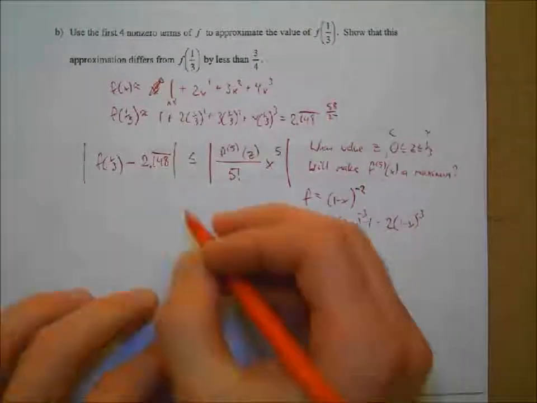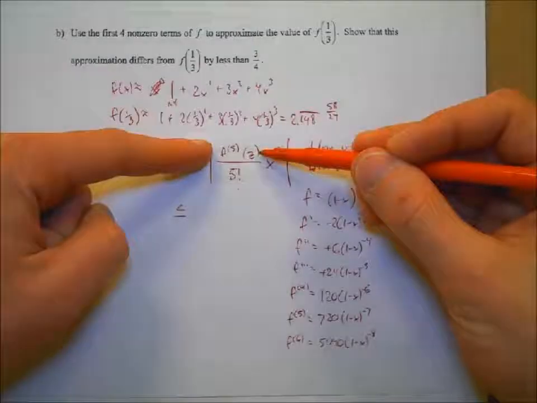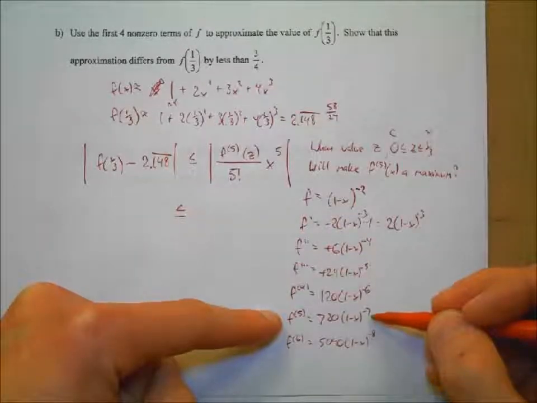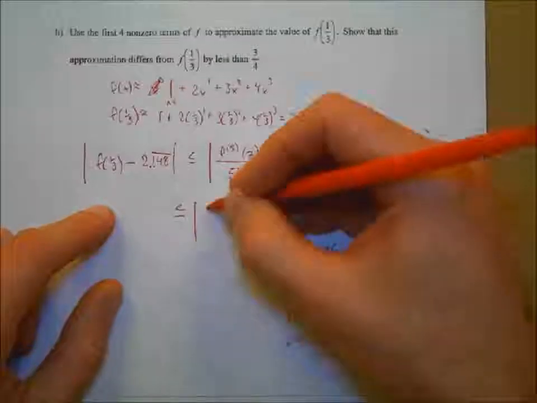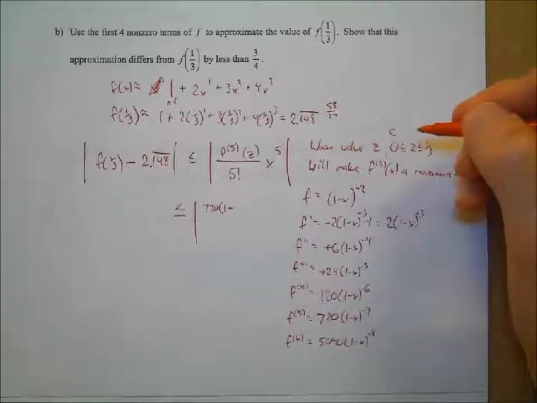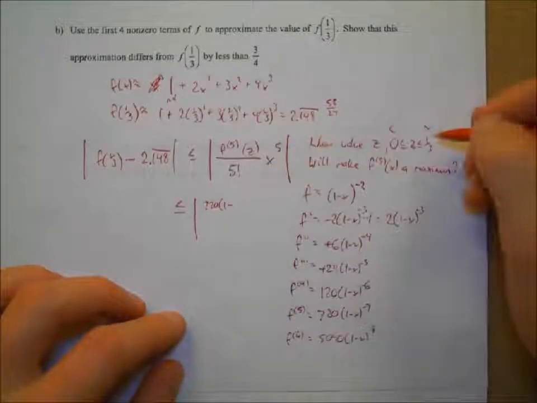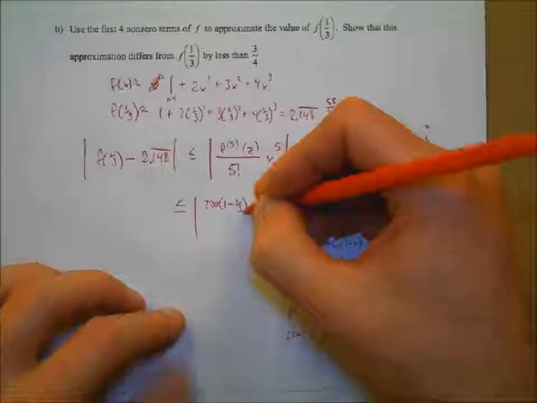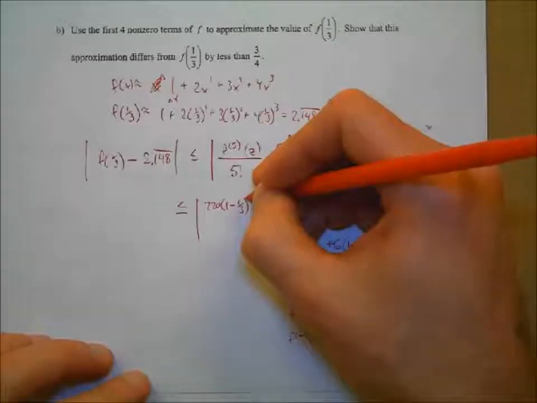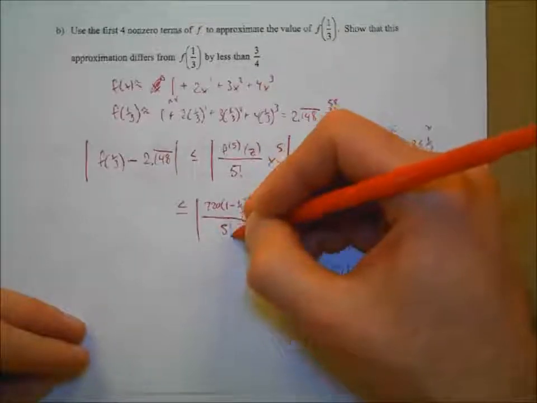Okay, where that maximum value is going to be. So we'll go ahead and put this all in. The fifth derivative of f at z means we're going to be taking this function here. So that's going to be 720 times 1 minus, and then our z value here we're going to plug in is going to be, like I said, 1/3. Again, the negative 8 there, all over 5 factorial.